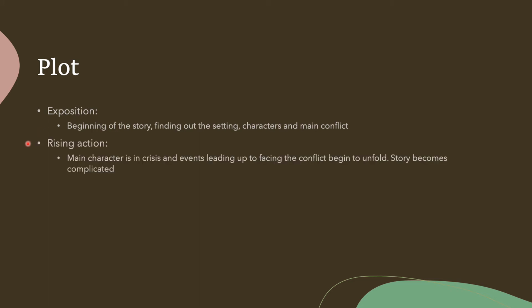We then move on to the rising action. A main character is in crisis and the events leading up to facing the conflict begin to unfold. Story becomes somewhat complicated. And then we have the climax, which is the peak of the story, the major event, and the main character faces an enemy, a fear, or a challenge. So if the main character is facing an enemy, then the protagonist is facing the antagonist.